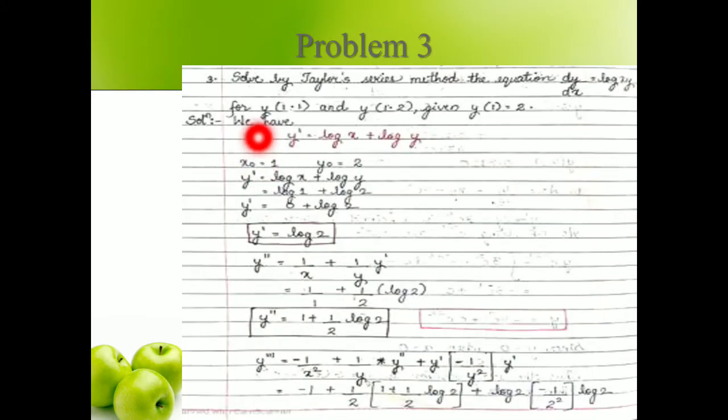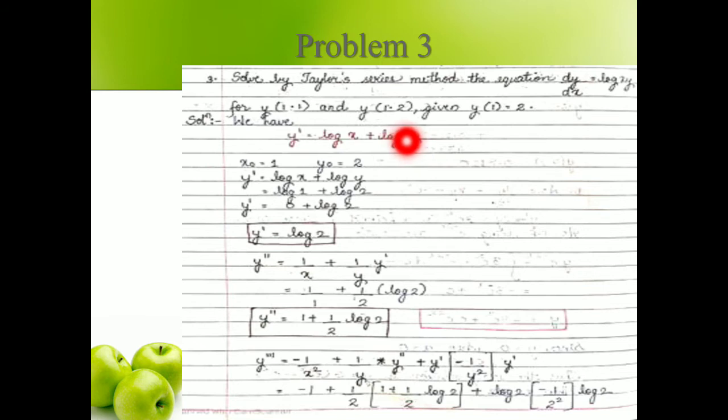Problem 3. Solve by the Taylor series method the equation dy by dx equal to log of xy for the initial value of y of 1.1 and for y of 1.2, given y of 1 equal to 2. So we have to find y of 1.2 and y of 1.1 by using the Taylor series.